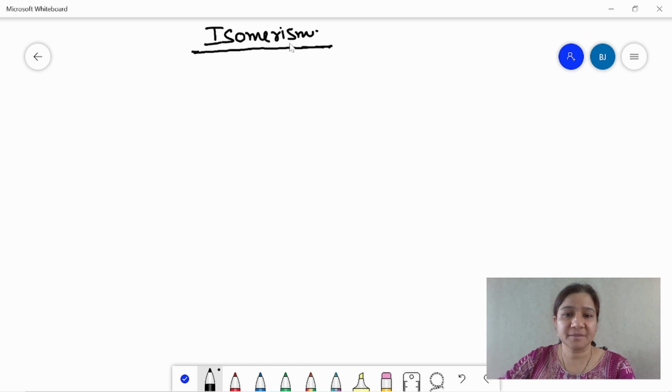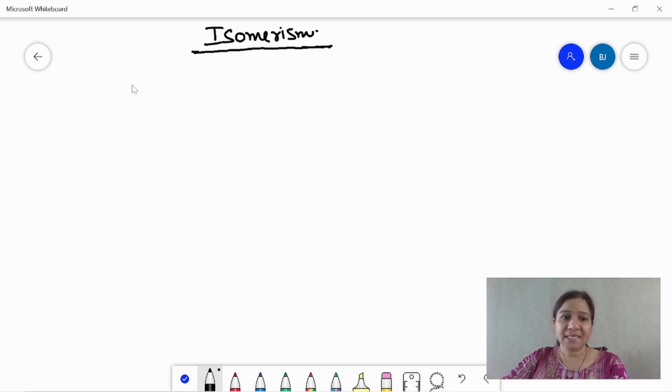So isomerism. What do you understand by the term isomerism? Let us take one example to understand the meaning of this term. Now, in my last video, I told you that if you have 5 carbon or 4 carbon or whatever number of carbon, you have 3 ways in which you can connect your carbon. That is straight chain, branch chain, or also you can connect them in a closed chain, cyclic structure, right?